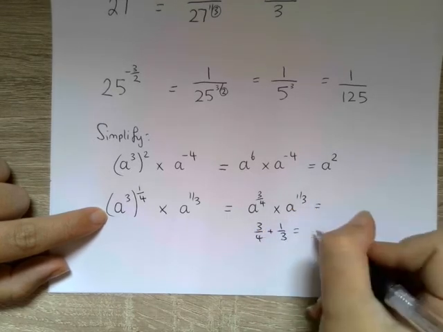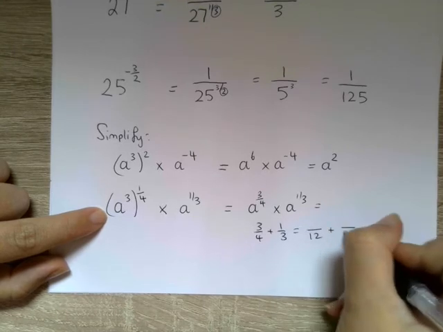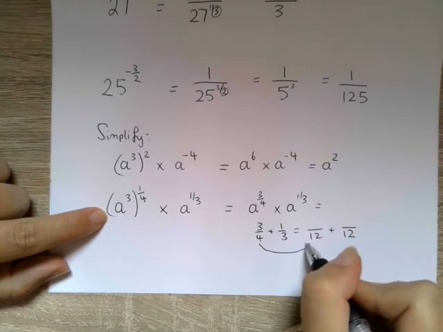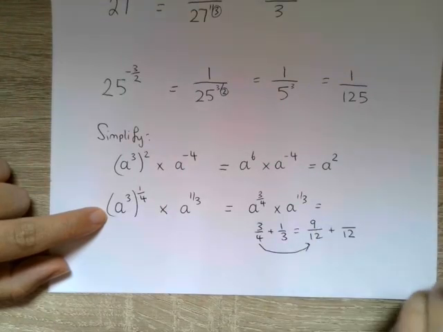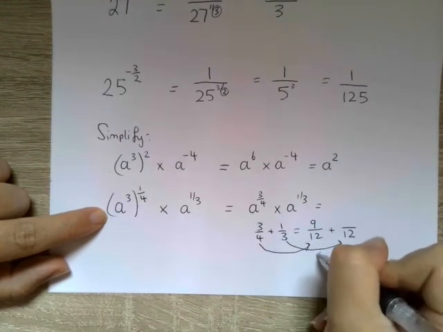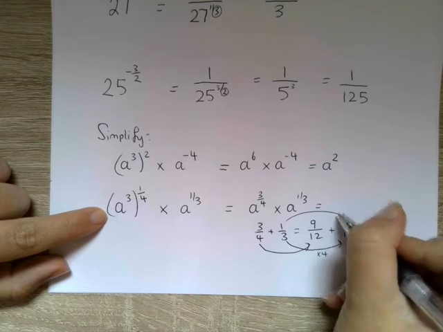So 4 and 3 both go into 12, so I'm going to make the denominators 12. This one has been times by 3, so I'm going to times that by 3 as well, so that would be 9 over 12. This one's been times by 4, so I'll times that by 4 as well.